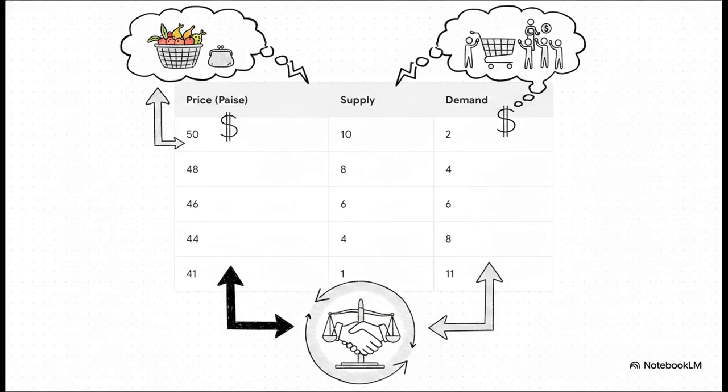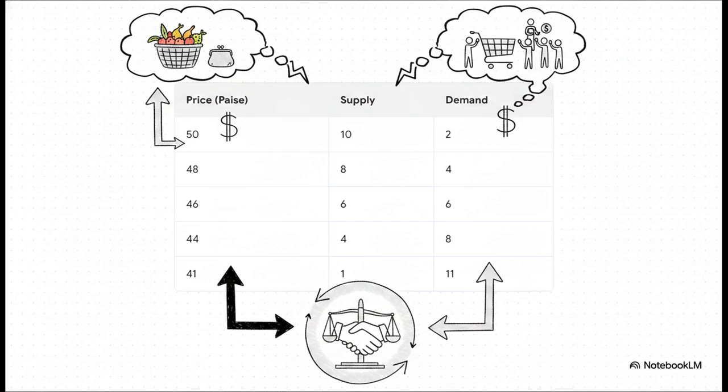At a super high anticipated price of 50 pies, sellers are eager. They want to supply 10. But buyers, they're only willing to grab 2. That is a huge mismatch. Then look down at the bottom. At a low 41 pies, buyers are scrambling for 11 units, but sellers are only willing to part with 1. But check out that exact middle row.